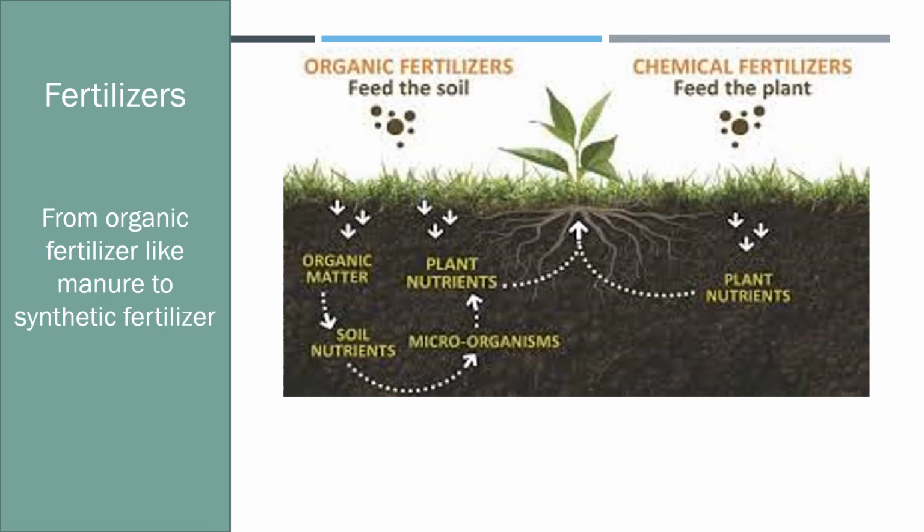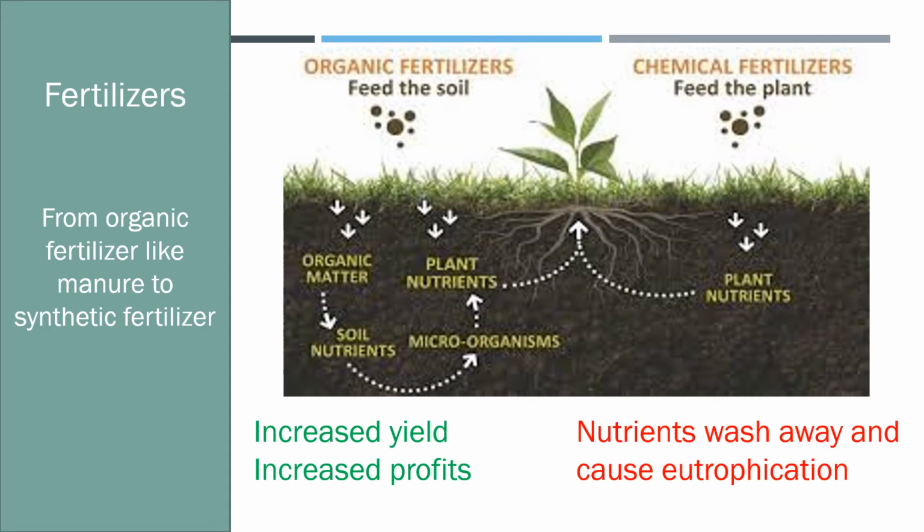In the last 100 years, we've also started using synthetic fertilizers. We went from using organic fertilizers like manure to synthetic fertilizers such as ammonium nitrate. And the problem with chemical fertilizers is that they go into the soil and they just feed the plant. Versus we see in this picture that the organic fertilizers feed the soil, they feed the microorganisms, it provides the plant nutrients, and it continues that small carbon cycle and small nitrogen cycle right here. But it increased yields, it increased profits.